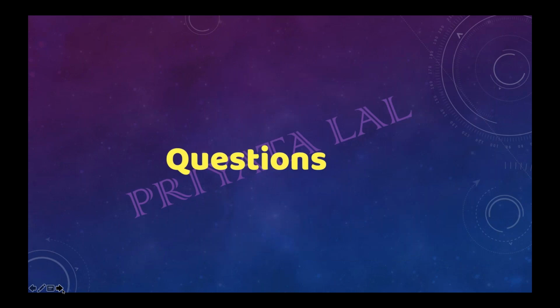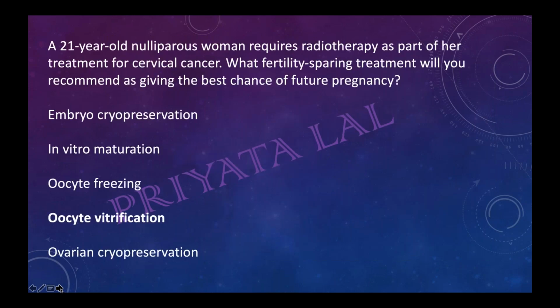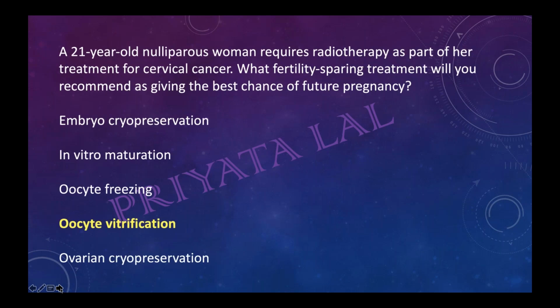Now I'll be asking you questions. This is question number 1. A 21-year-old woman has been given radiotherapy as part of cervical cancer treatment. What fertility sparing treatment will you recommend for the best chance of future fertility for this woman? Embryo cryopreservation, IVM, oocyte freezing, oocyte vitrification, or ovarian cryopreservation? Oocyte vitrification, yes, that is the answer.